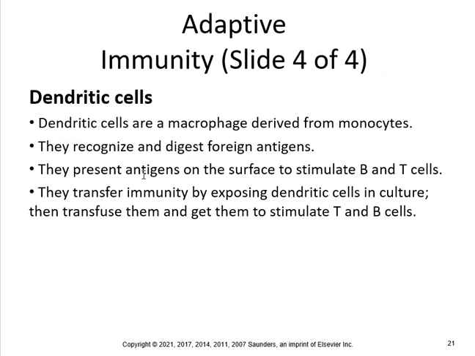Dendritic cells. Dendritic cells are a macrophage derived from monocytes. They recognize and digest foreign antigens. They present antigens on their surface to stimulate B and T cells. They transfer immunity by exposing dendritic cells in culture, then transfusing them and getting them to stimulate T and B cells.